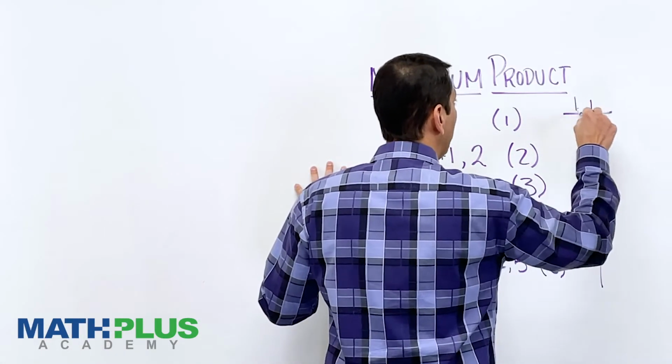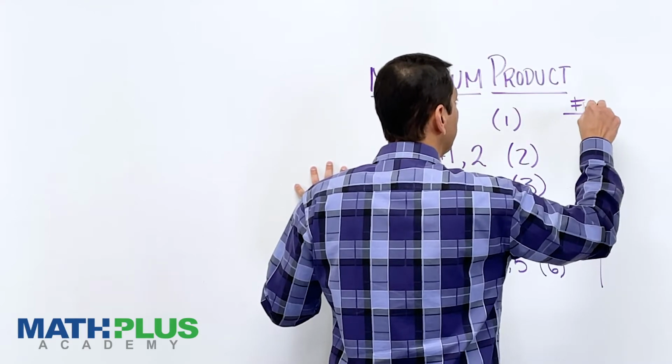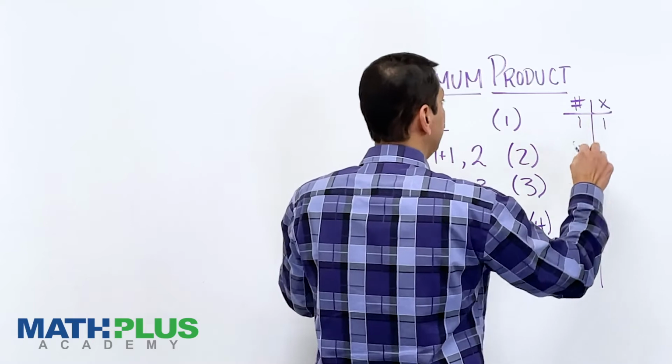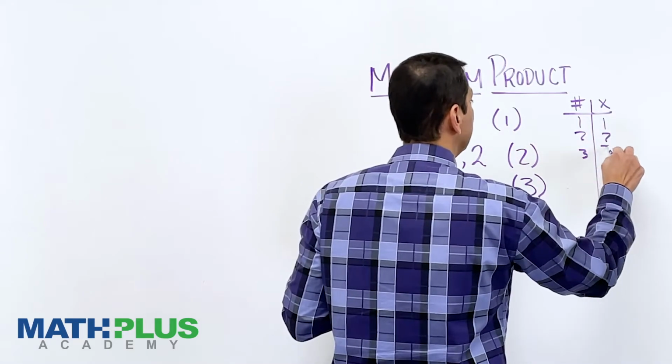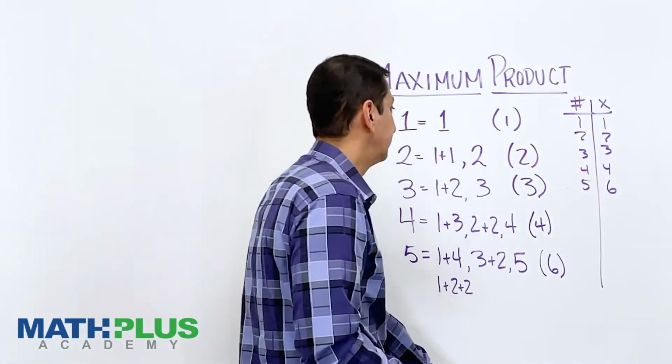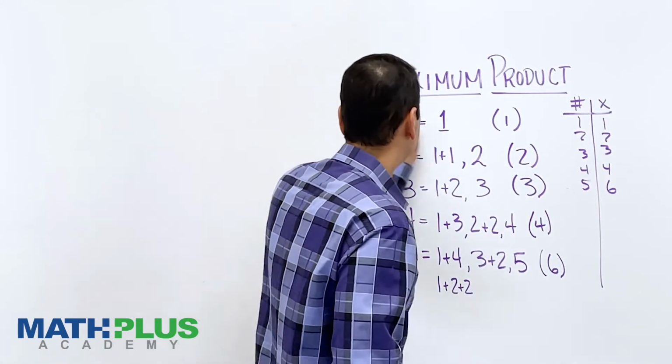So we've got the number and we've got the product. And so 1 gave me 1, 2 gave me 2, 3 gave me 3, 4 gave me 4, 5 gave me 6. Finally something interesting. And let me move along and try and do 6.